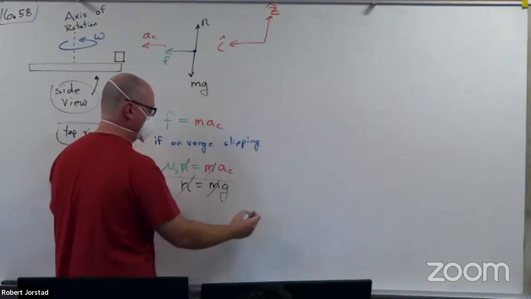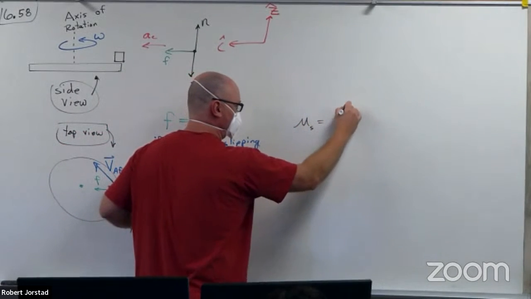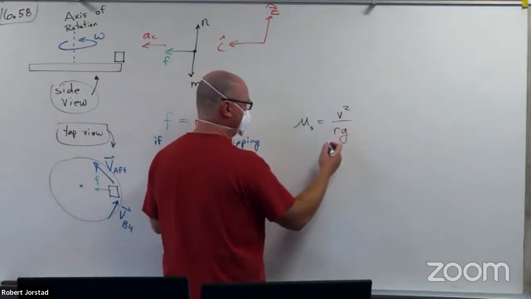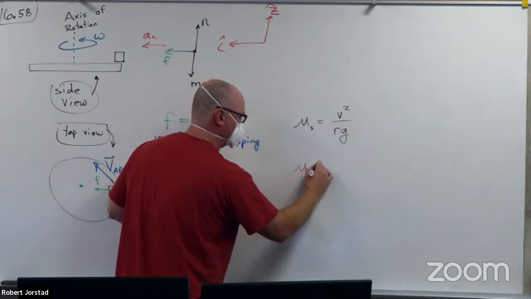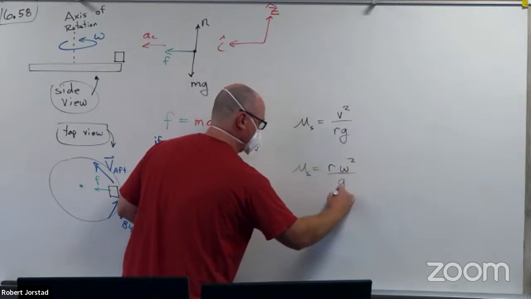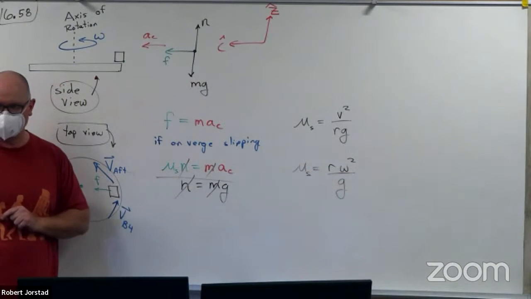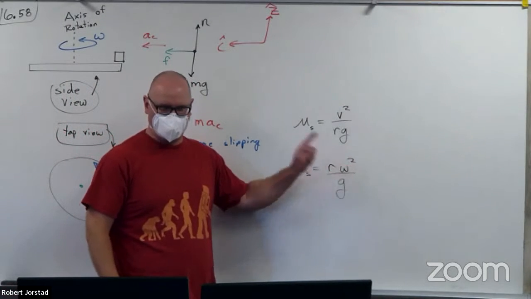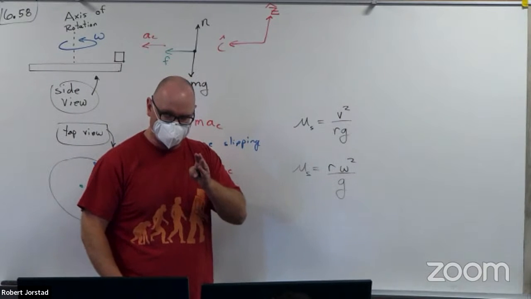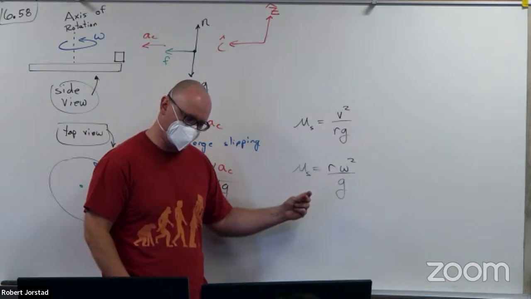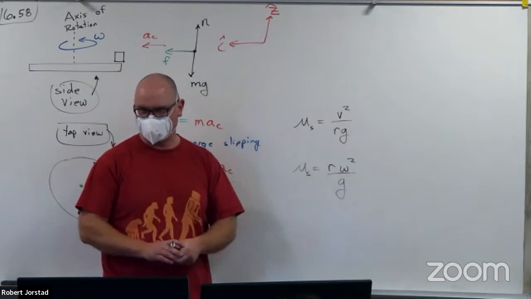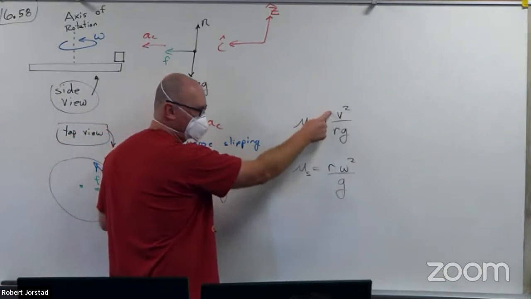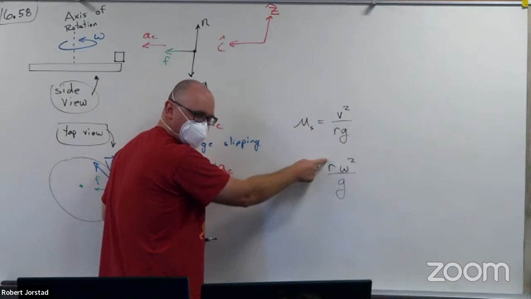Do you agree that this is going to give us mu static equals v squared over rg? Right? Now, we could also say mu static equals r omega squared over g. Do you agree that either one of those is equivalent to this statement? So, in this case, do you agree they all have the same omega? What is omega? What does it mean? RPMs. They're all on the same table, which is all at the same rotation rate. Everything's got the same RPMs, but they might have different v's because they have slightly different r's.